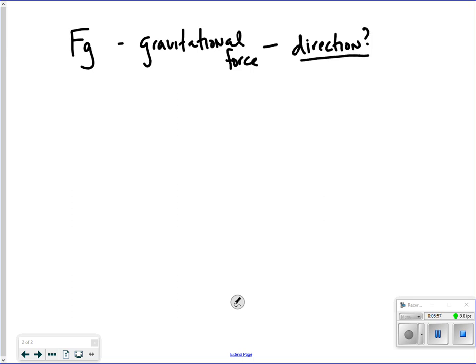Take a second and think to yourself, what is the direction of gravitational force? Probably most of you said down. And most of the time I would agree with you. But let's consider this. Let's say that's the Earth, and there's you, obviously not to scale, right? And we'd say, okay, the gravitational force is down.